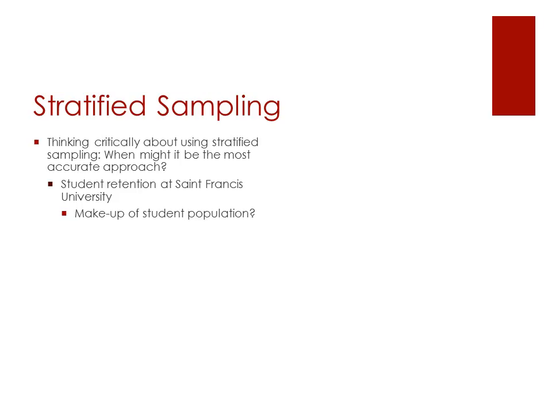Now, let's take a moment here, by the way, and think about stratified sampling and when it might be particularly appropriate and accurate to use depending upon the questions I want to ask. So let's say I'm interested in student retention at St. Francis University. It's a very common concern in academics. And we want to look at this in terms of the makeup of the student population. Most of the students at St. Francis are within the age of 18 to 25.